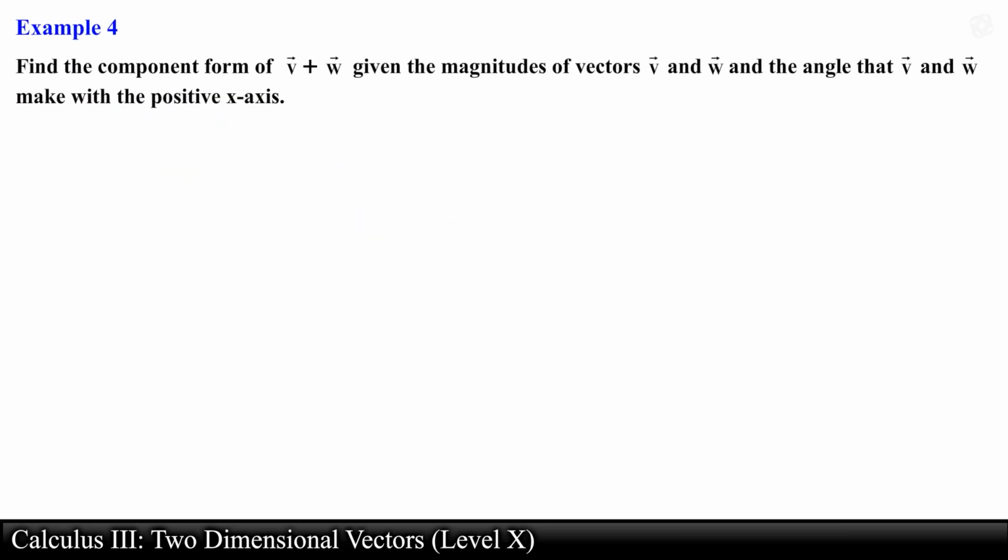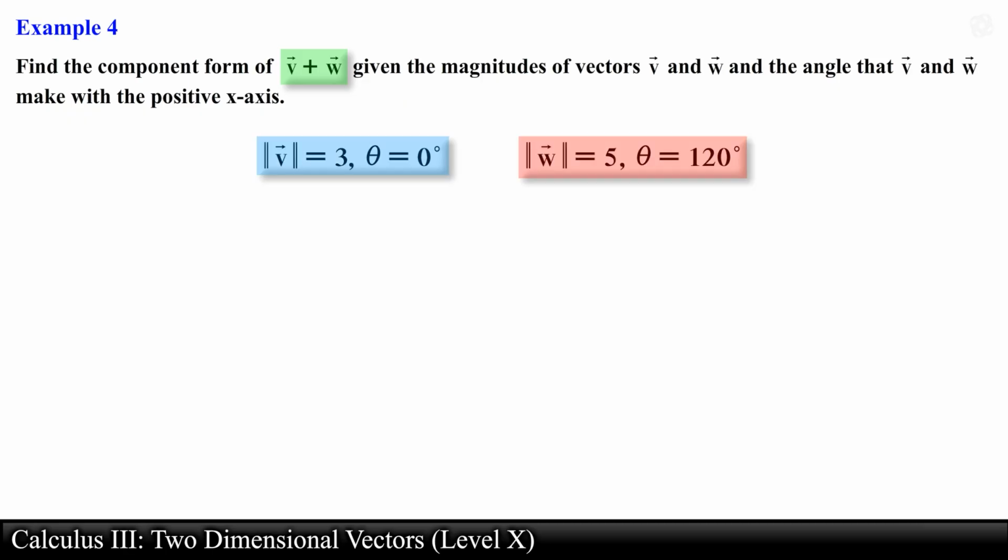Alright, let's go over the next example. Find the component form of vector v plus vector w given the magnitudes of vectors v and w and the angle that vector v and w make with a positive x-axis. Alright, here we need to find the component form of the resultant vector created by adding vectors v and w. We're given the magnitude and the direction of each vector in terms of theta, which is the angle that the vectors make with the positive x-axis.